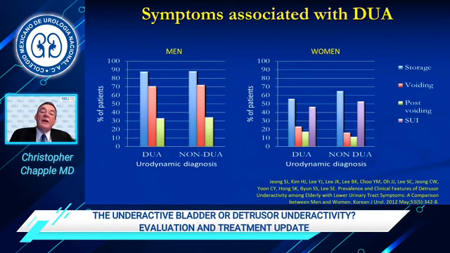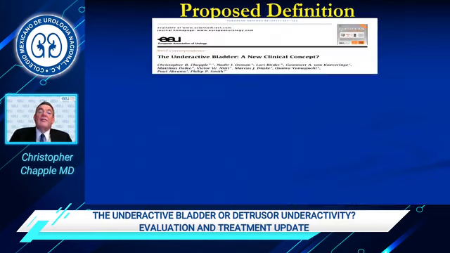So if we actually look at this, and this is just data looking at urodynamics, you can see in men on the left, women on the right, and you can see that if you look at storage, voiding, and post-micturition symptoms, there's similarity between patients who have detrusor underactivity and no detrusor underactivity. So you've got a dilemma. If you're actually looking at symptoms, they're not very predictive.